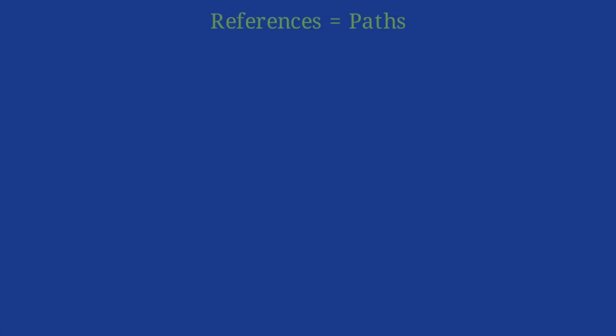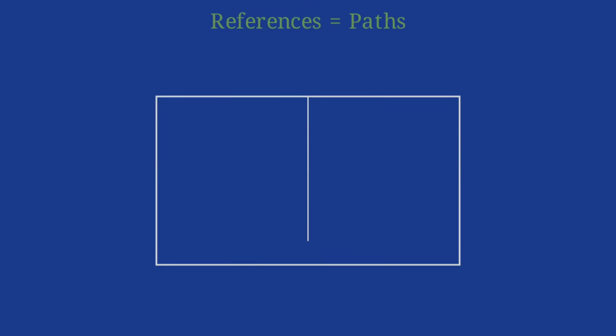References in your program are like paths through the house. They connect you to the objects you've created. Let's say your program has a variable that points to this first object. That creates a path. You can walk from where you're standing, follow this path, and reach the object. Your program has another variable pointing to the second object. There's another path. You can reach this one too.